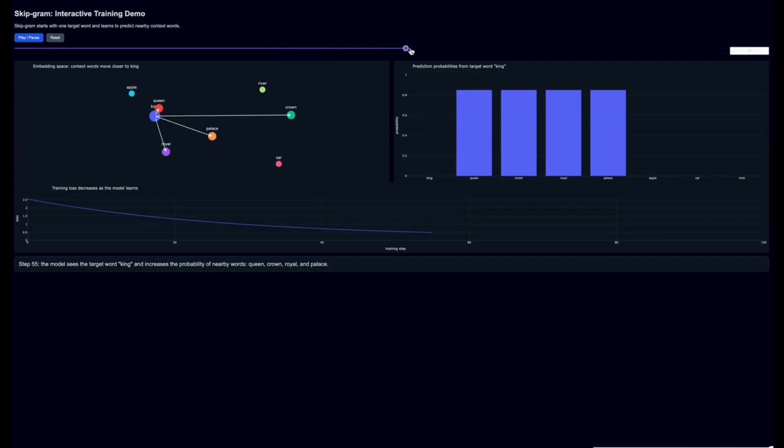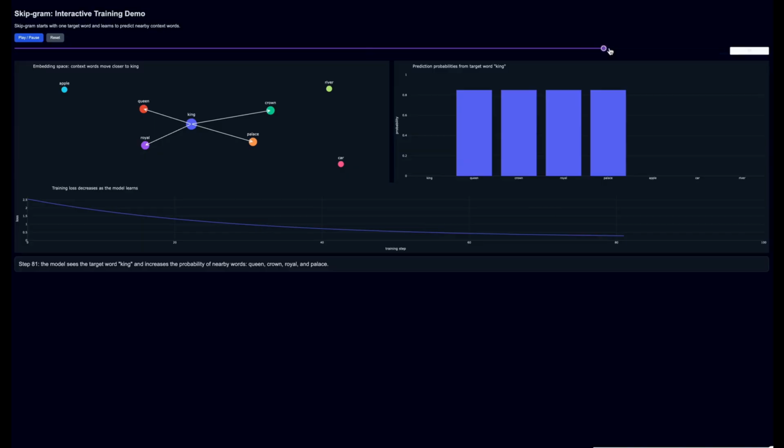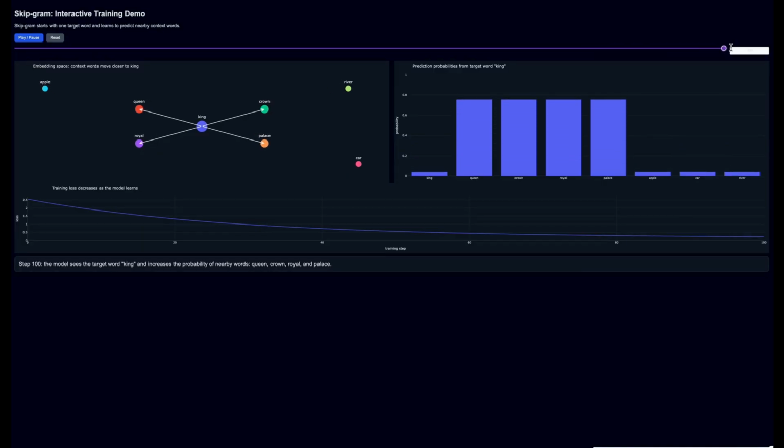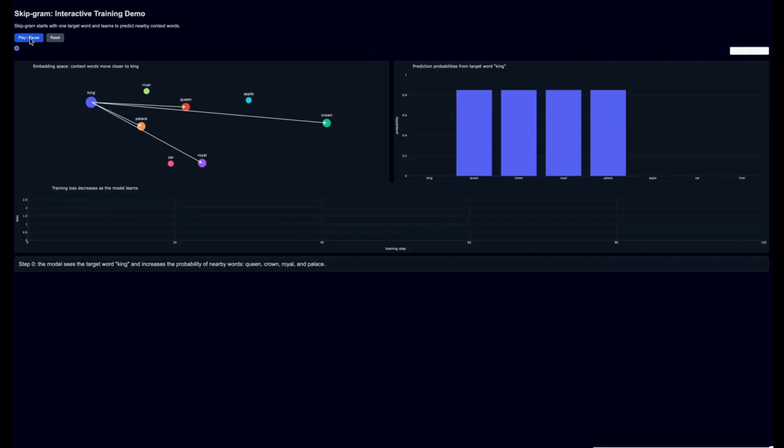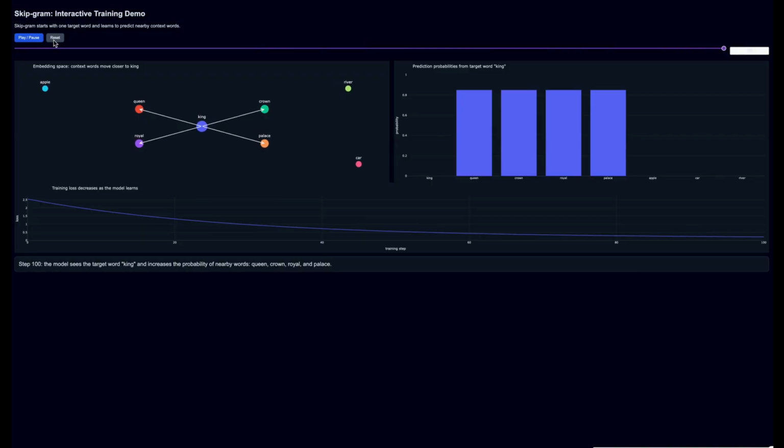And something remarkable happens. Words that appear in similar contexts move closer. King moves near queen, king moves near royal, queen moves near palace. The model is building a map of language. Eventually, the space is organized. Words with similar meanings cluster. For the first time, language is geometry. Words become vectors. And that's the foundation of modern language models. It all starts with one idea: predict nearby words.